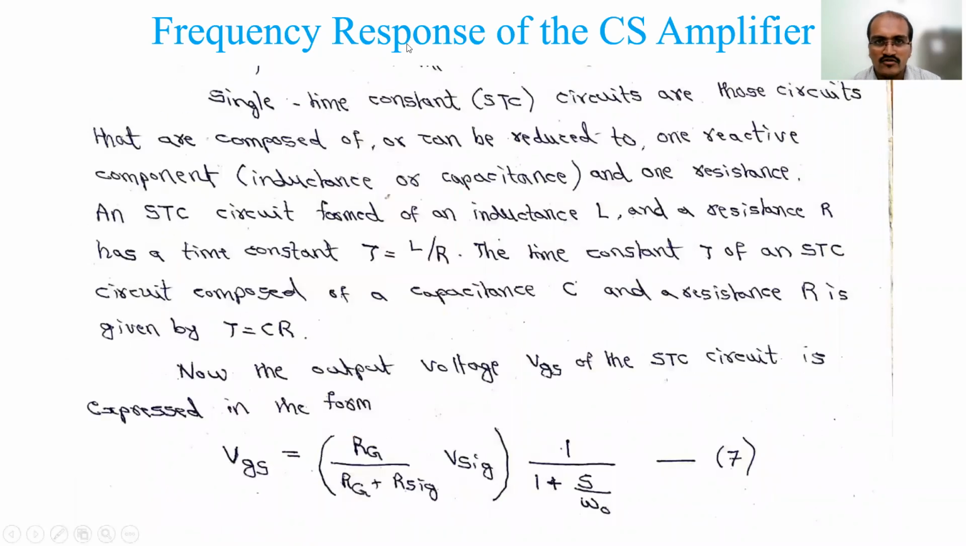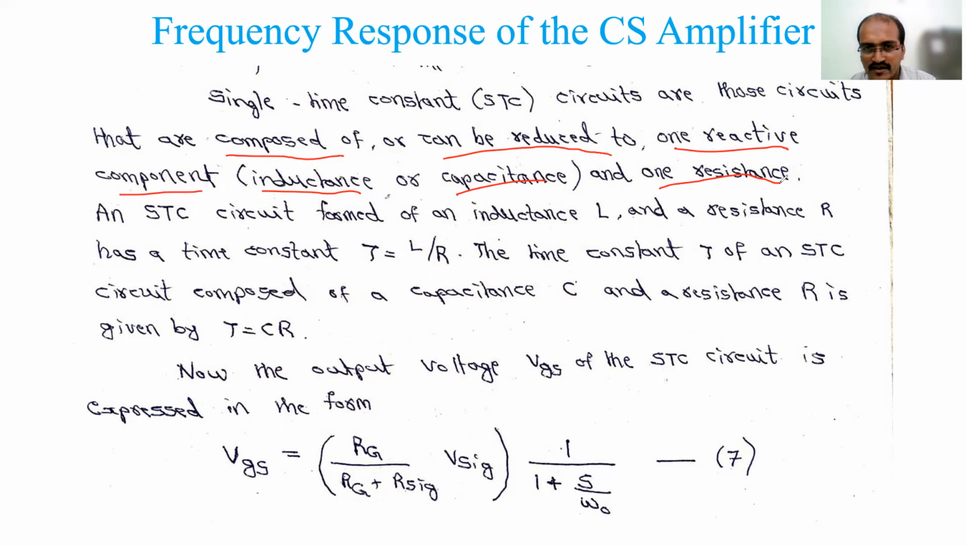So this is the single time constant definition. Single time constant circuits are those circuits that are composed of, or if it is a complex circuit, you can reduce it to, one reactive component. What is the reactive component in RLC? Inductor and capacitor, right? So any one, inductance or capacitance, and one resistance. If you have this combination, we call that a single time constant circuit.